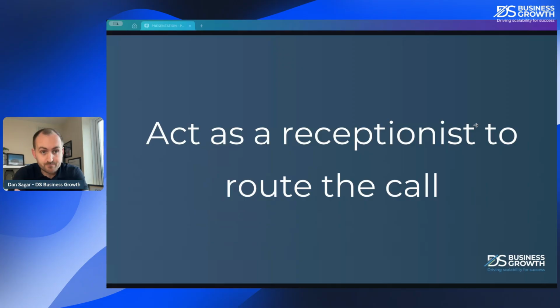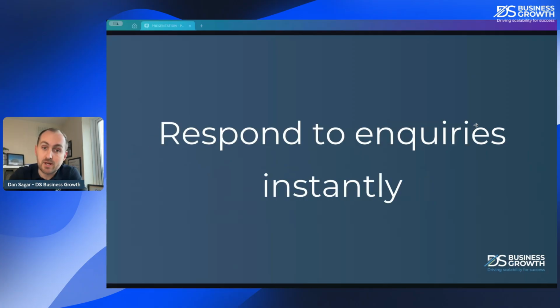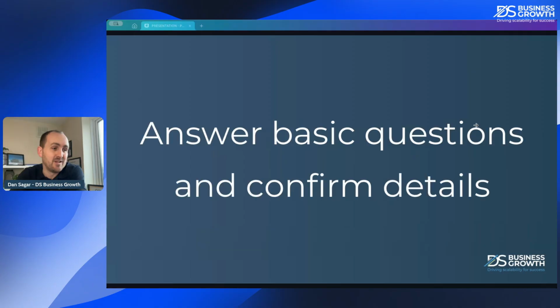We could say, oh, is Tom there? And it would transfer them through to Tom. We could do it by name or by situation. So this is just a really easy way for the system to identify why someone is calling and route it through to the right person. It can respond to those inquiries instantly. So having this system, again, the phone gets picked up straight away by a voice AI system that actually knows the answers and can help you, and it can answer the basic questions and confirm the details.